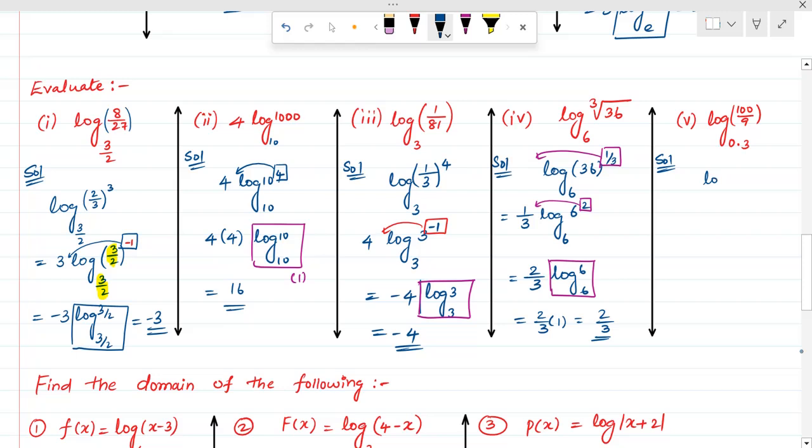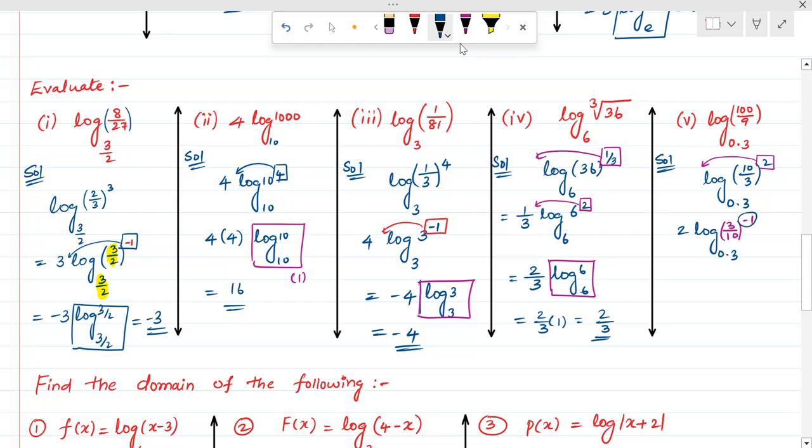0.3. So how will you write this one? This is 10 over 3 to the power 2, base 0.3. So I will bring the 2 here. So you will have 2 log. Since we need 0.3, you cannot get 0.3. 10 over 3 is 3.33. I don't get the 0.3. So I will make it reciprocal: 3 over 10 to the power minus 1, to the base 0.3.